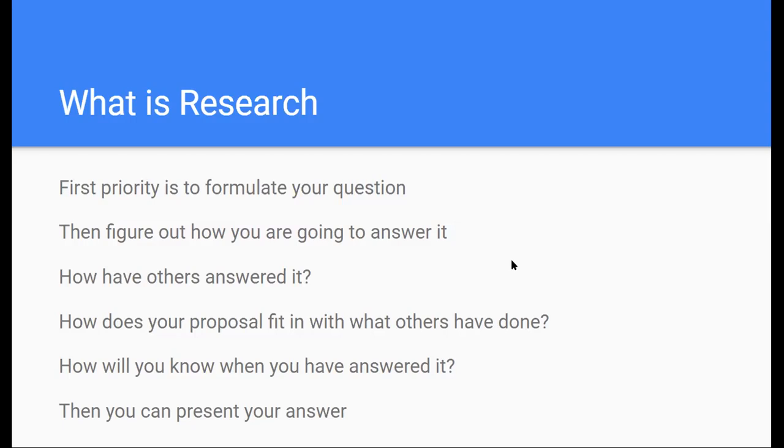All right. So we now look at how our proposal fits into what others have done, and then how we know when we have answered it. How do we actually know when we've answered the question, we solved it, we've come up with a solution? How do we know? We have to do some experiments, right? Good. And then we can now present the answer.